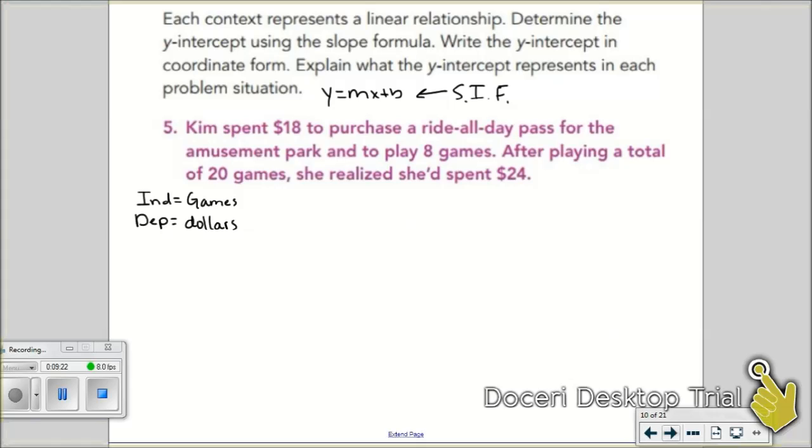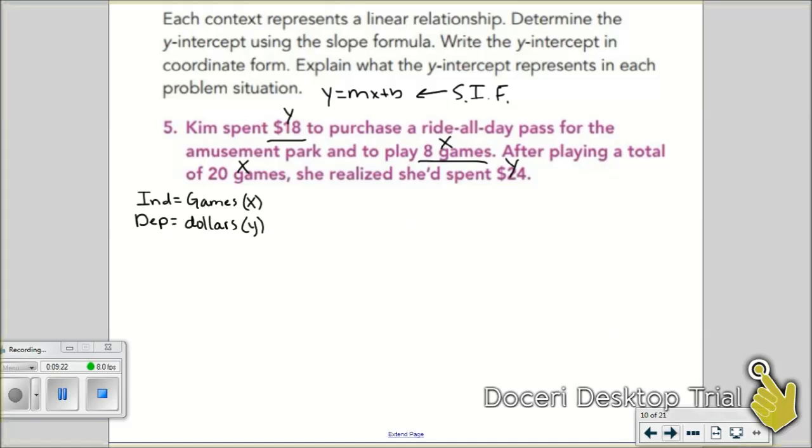Okay? So remember, we're going to use this to make our ordered pair. So it's important to remember that our independent variable is our x's. Our dependent variable is our y. So it helps me if I put an x anywhere that says games. So I have 8 games and 20 games. And I'm going to put a y where my dollars are, just to keep things straight. Okay? So our first ordered pair is going to include 8 games and $18.